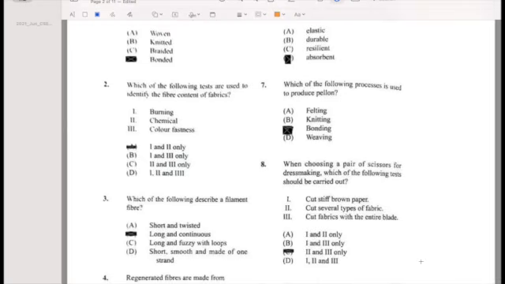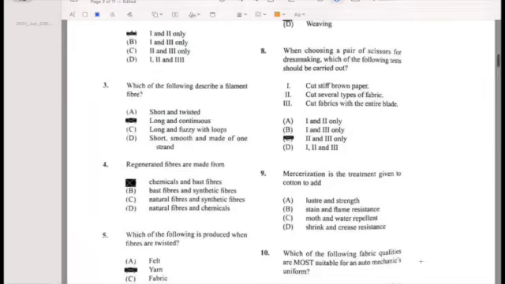Very good. All right, let's go to number 9. Mercerization is a treatment given to cotton to add what? So if your answer is A, then you are correct. All right, let's go to number 10.